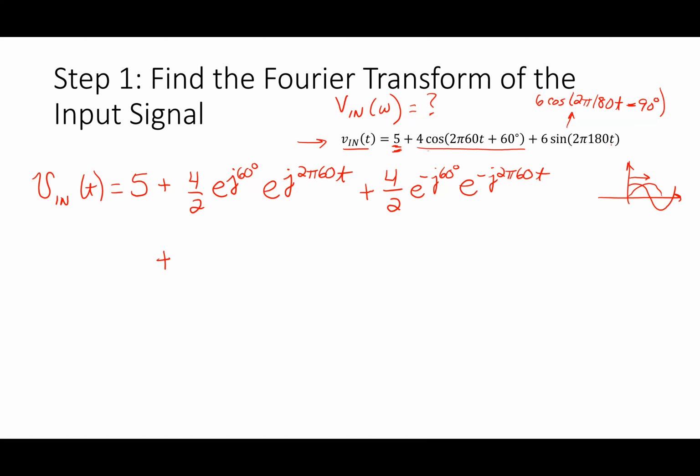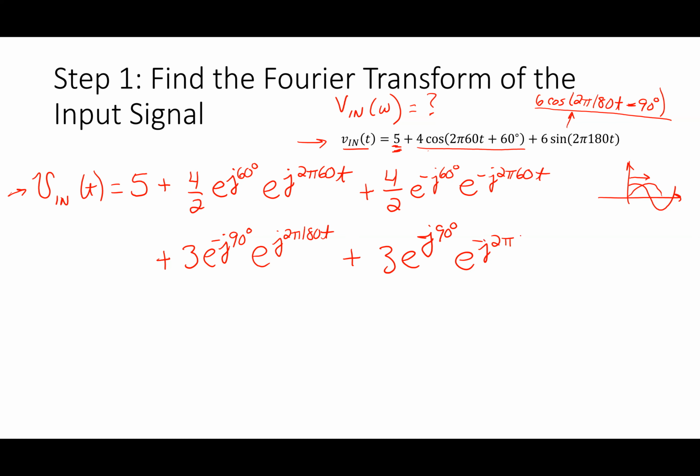So if 6 sine 2 pi 180t becomes this in the cosine form, help me out. What do I write for that one, in this formula here? That's going to be 3e to the power j minus 90, and e to the j 2 pi 180t. Perfect. And the conjugate of it is then going to be positive 90 and negative 2 pi. You got it. Okay, like that.